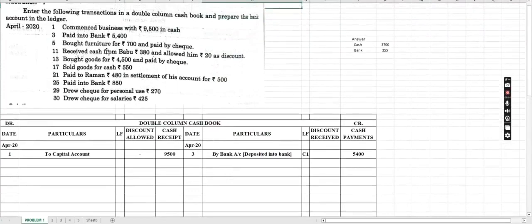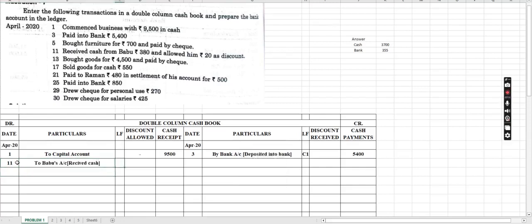So next, on 11th, received cash from Babu, 380 rupees. See, we have received cash from Mr. Babu, that is the cash receipt, and we have allowed him a 20 rupees discount on 11th. Let's make it on 11th. Okay, 11th, to what? To Babu. Babu's account. We can say in a bracket, received cash.